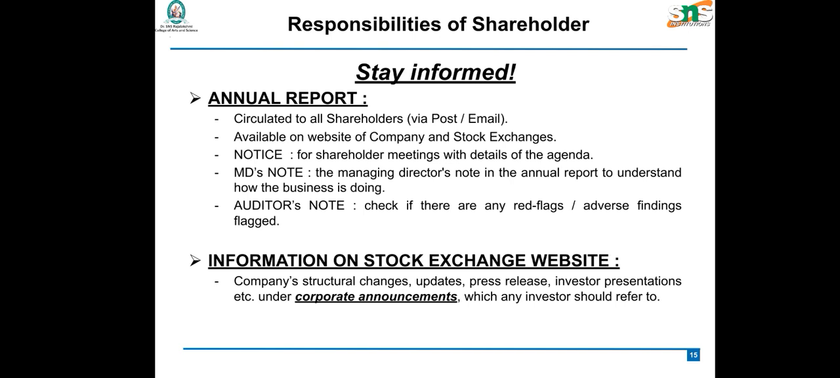Annual report is circulated to all the shareholders, available on the website of the company and stock exchange. For shareholders meetings, with details of the agenda, the managing director's notes, and the annual report to understand how the business is doing. Auditor's note, check if there are any red flags, adverse findings flagged. So they have to carefully go through these kinds of information.